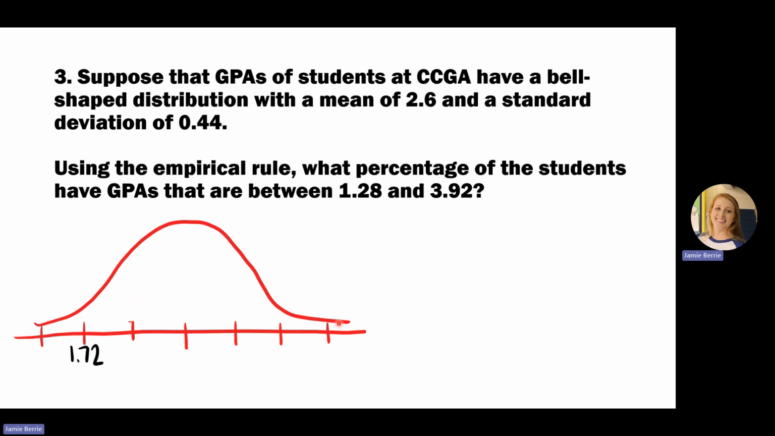All right, I'm going to start by labeling my normal curve. I'm going to put the mean in the middle. All right, so you can see I put my mean 2.6 on that middle line. So that's right there, dead center at the peak of the normal curve.